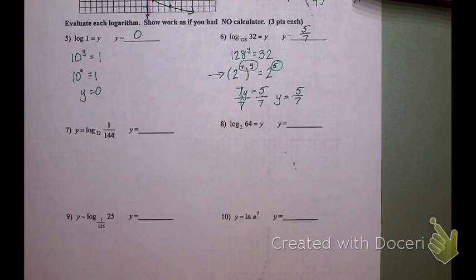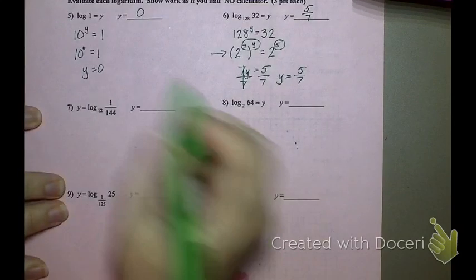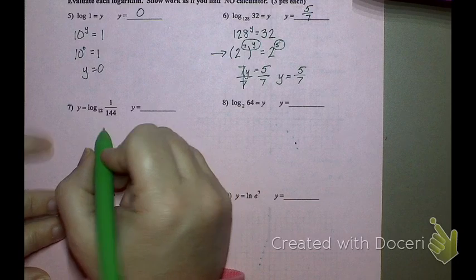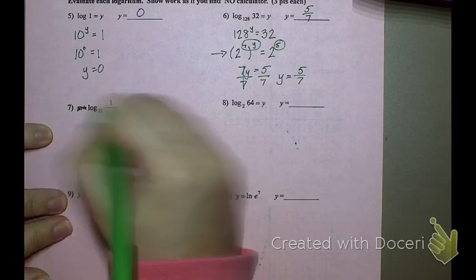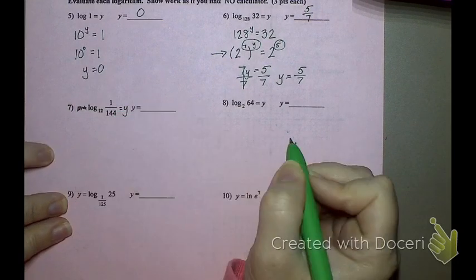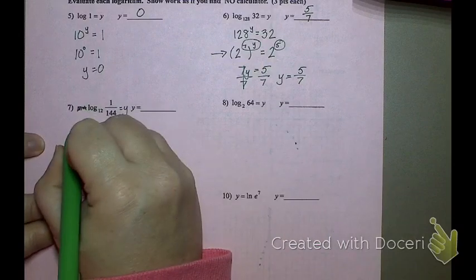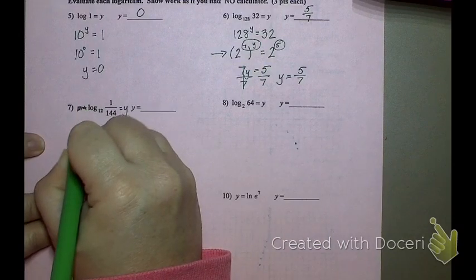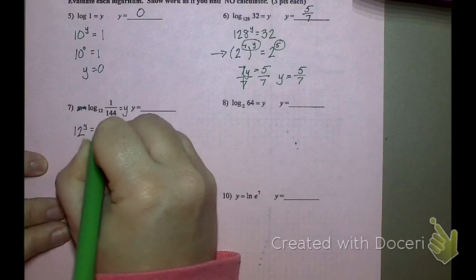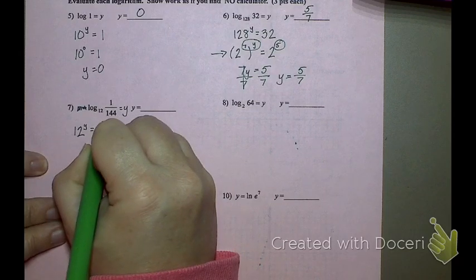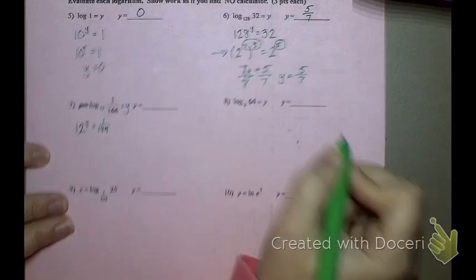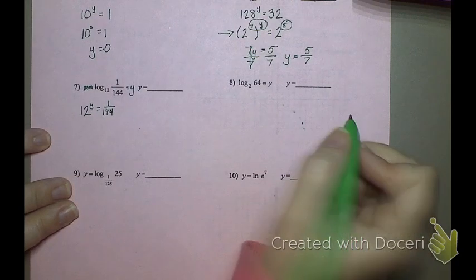All right. Number 7. I'm going to go to exponential form first. The log is not on the left, so I'm going to put equals y here, so that way it is on the left. So what would the base be? To the what power? Equals 1 over 144. What do I know about the number 144?